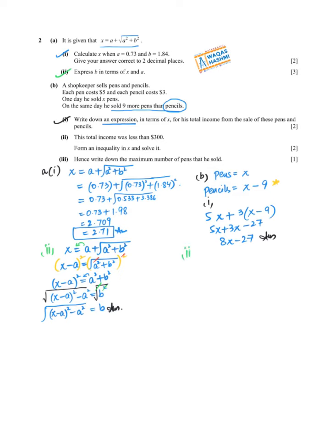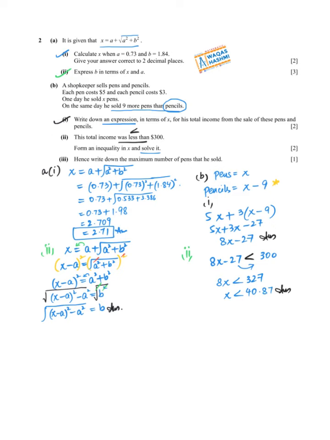Alright, second part. It says this total income was less than 300. Less than means that you need to apply the sign of inequality here, right? So it is 8x minus 27, whatever the expression we got in the first part, is less than the amount 300. Now we can simplify to find the value of x. It's very simple. When you shift minus 27 to the right side, it will be plus 27. So 8x is less than 327. You need to divide 327 by 8 and you will get x is less than 40.87. Alright, so that is your second part answer.